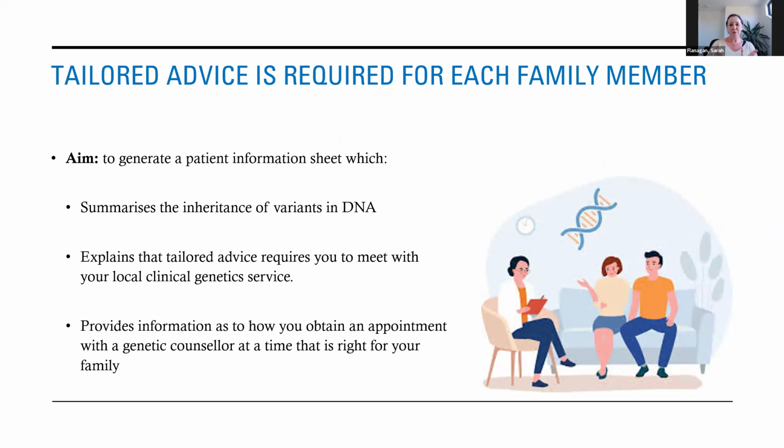So in order to try and help address this gap, as I said, we're going to develop a patient information sheet which provides an overview of the genetics of inheritance of variants within hyperinsulinism genes, but actually really focuses on the fact that each family needs to get tailored advice, and that this really should be coming from your local clinical genetic service, who you'll be able to have an appointment with and sit down and discuss all aspects of inheritance of the variant and likelihood of recurrence of HI within your family.